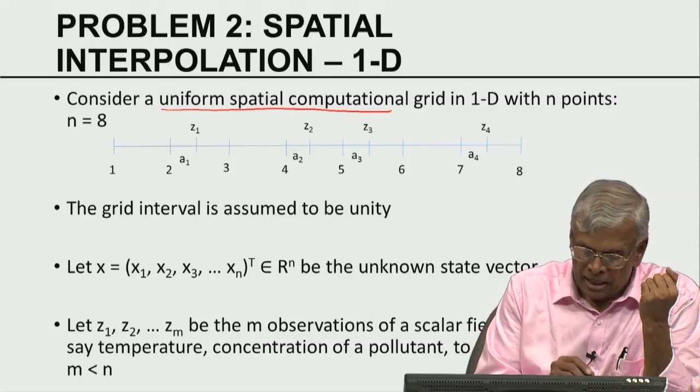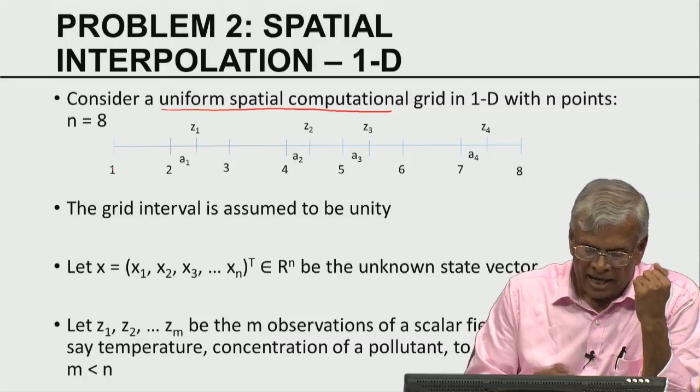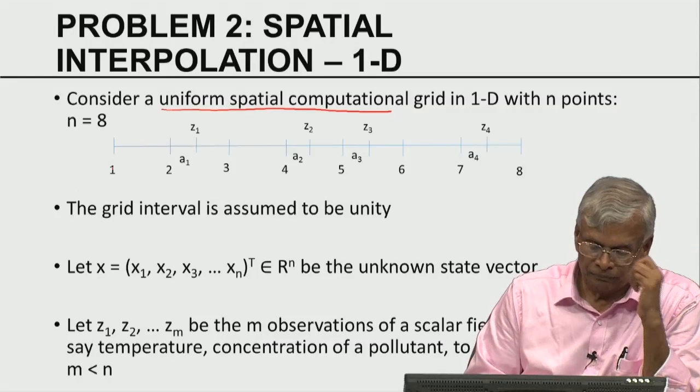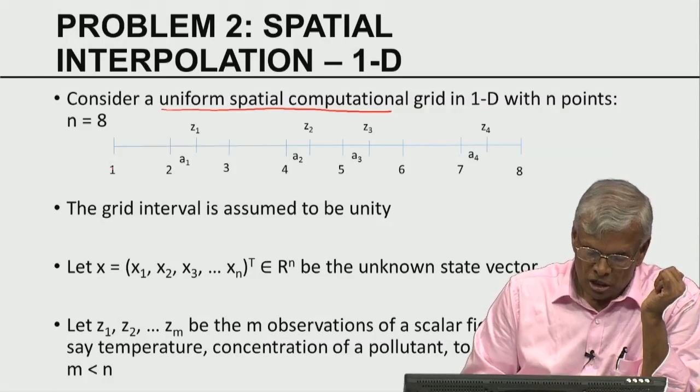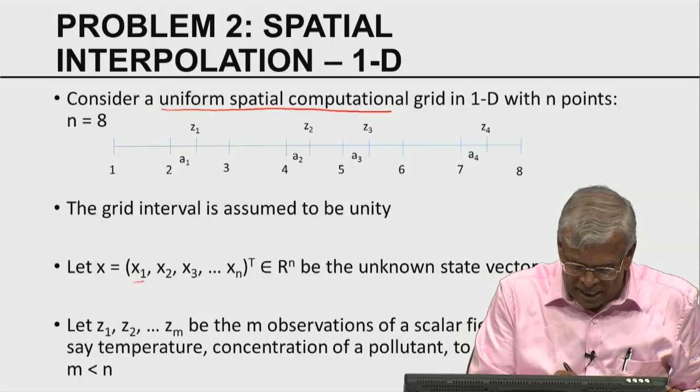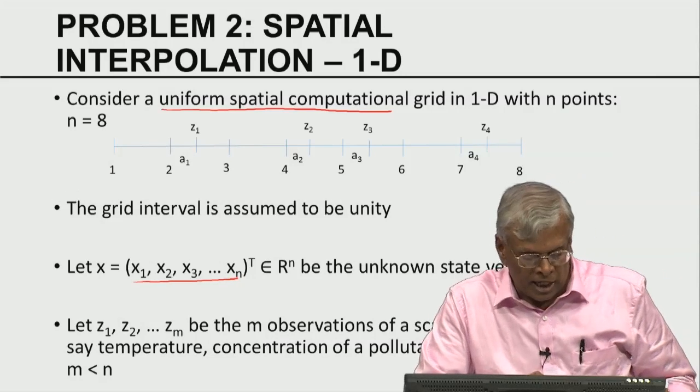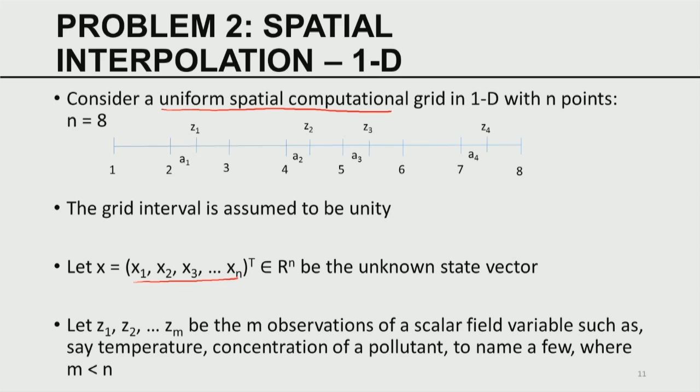I have 8 grid points. I have 7 grid intervals. So I have 8 unknowns at each of the grid points x1 to xn. N in this particular example is 8. All the grid intervals are assumed to be uniform and equal to unity.